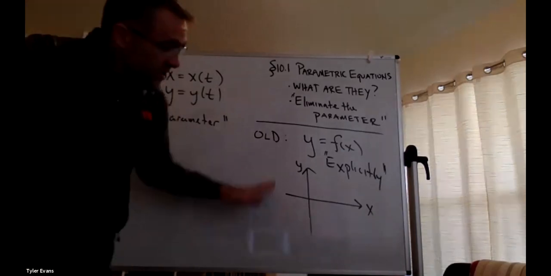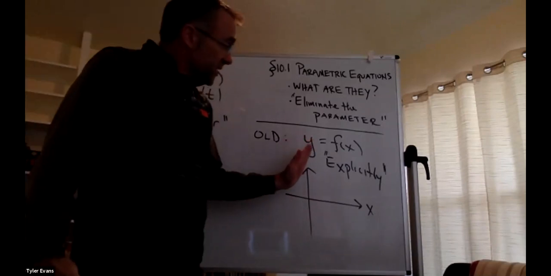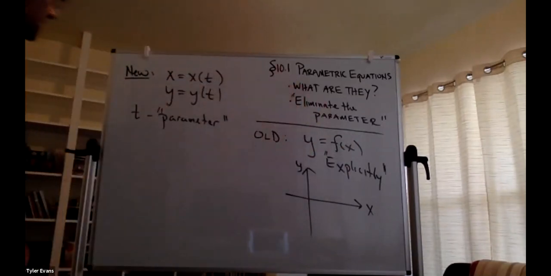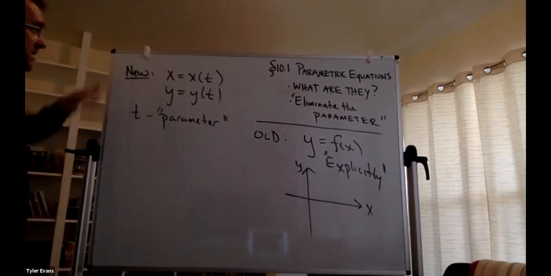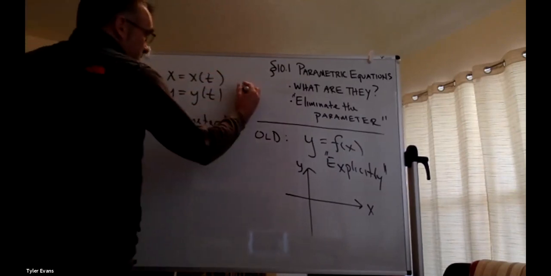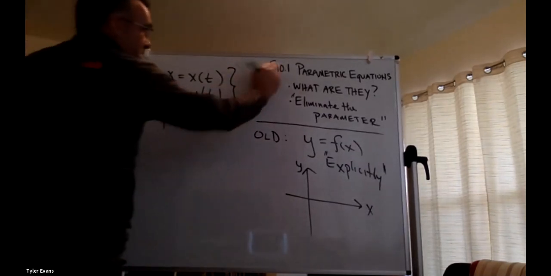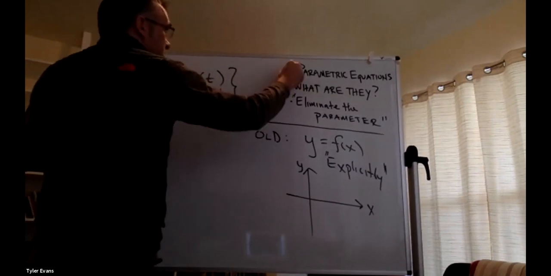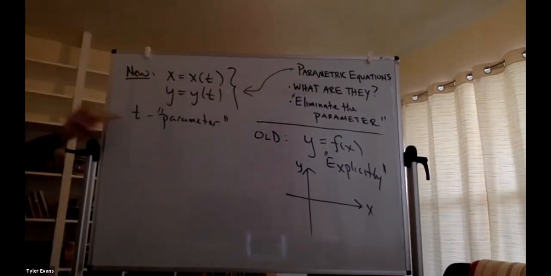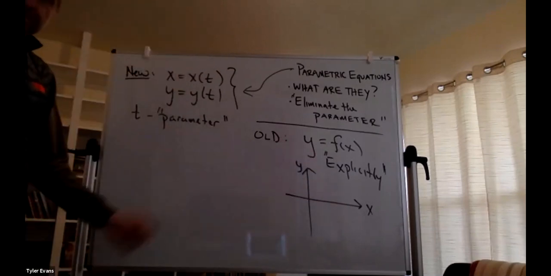So we're still drawing a picture in the XY plane. That's our goal, except we're not going to be given an expression that gives us Y directly in terms of X. Instead, we're going to be given two expressions, X and Y. They both depend on T, and those two expressions together are called the parametric equations. And T, or whatever the variable is called, is the parameter. The parameter is determining the X and the Y coordinate in our picture.